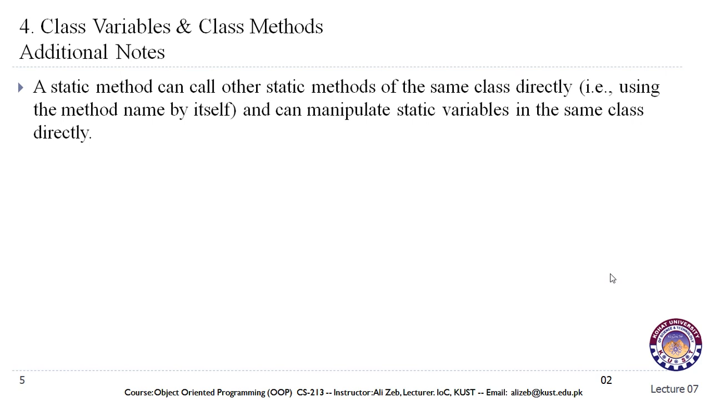The things that we need to remember about the class variables and the class methods are that a static method can call other static methods of the same class directly, that is, using the method name by itself, and can manipulate static variables in the same class directly. So we can directly use the static variables within the static methods, and we can also call other static methods of the same class.